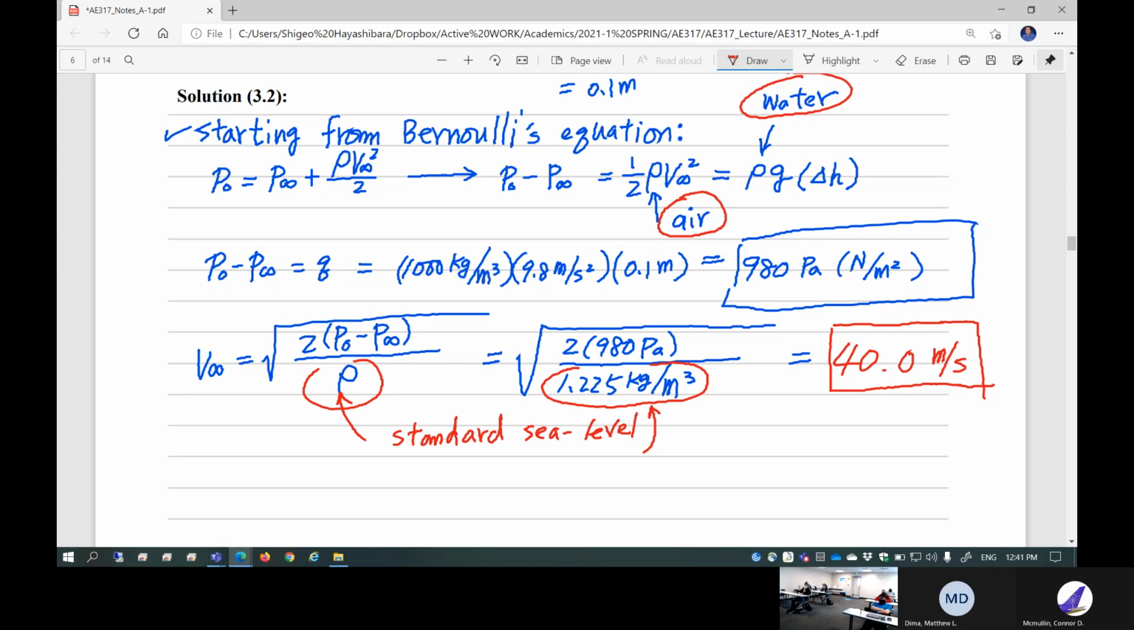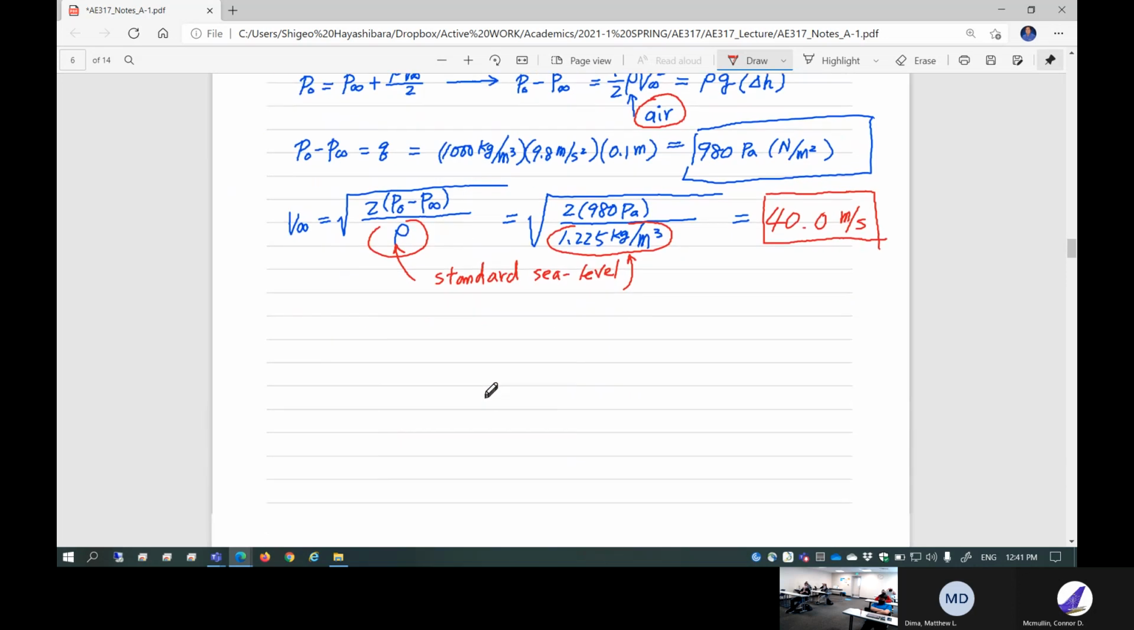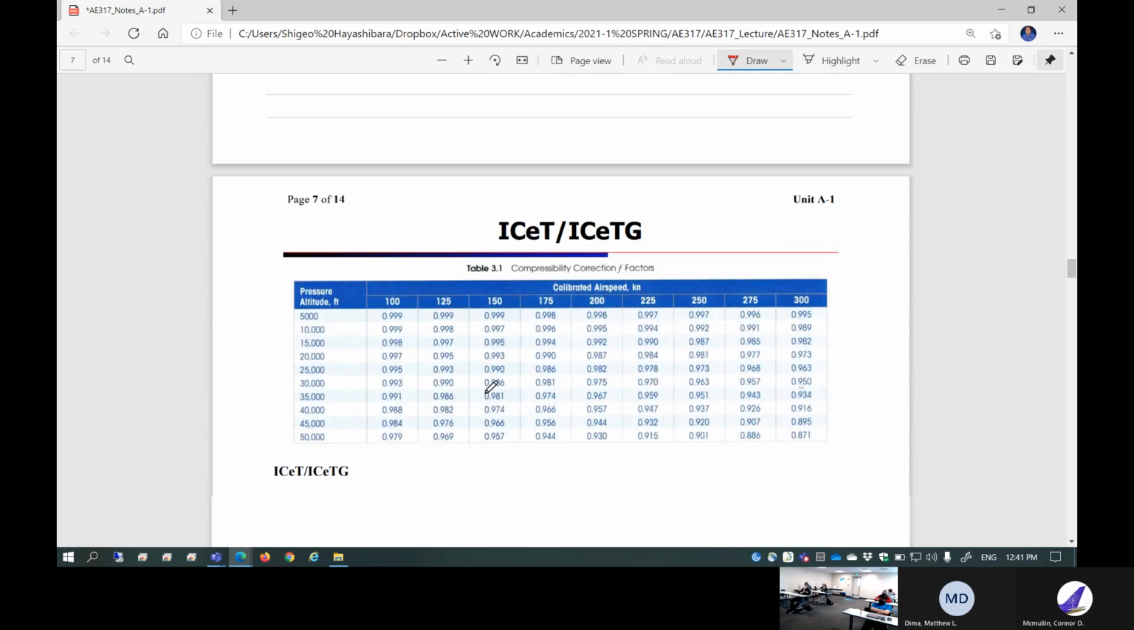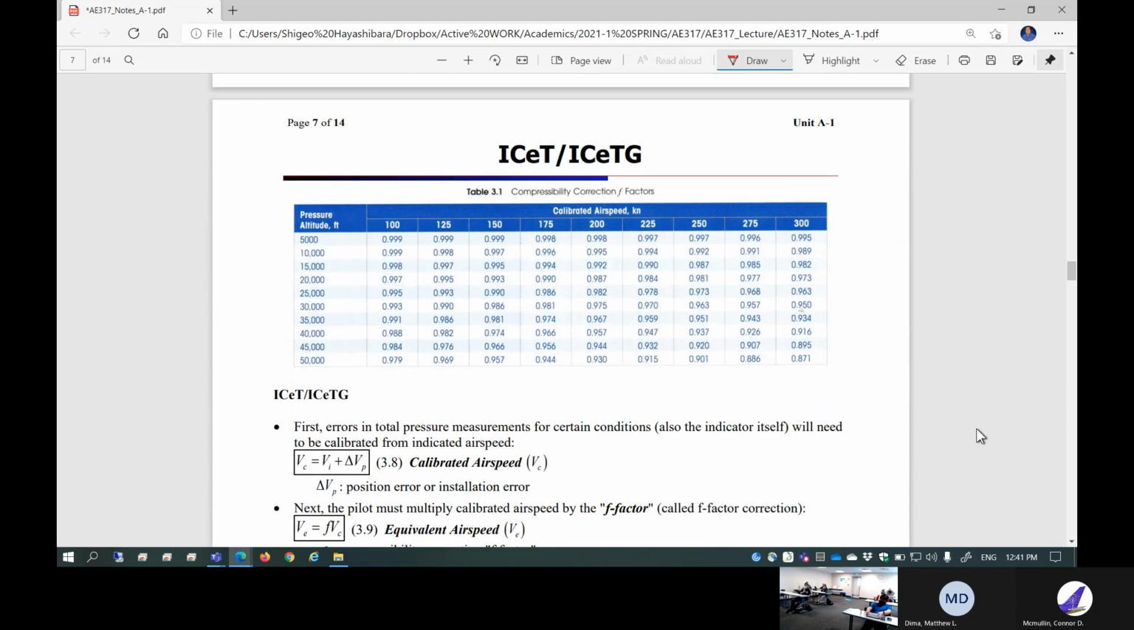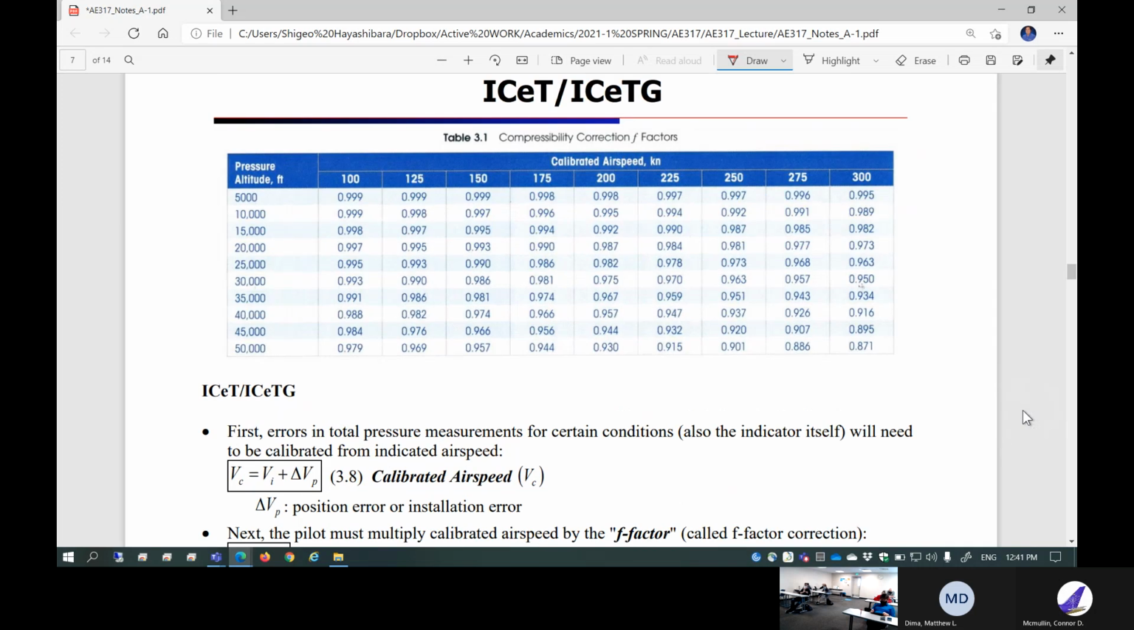Now, the same thing happens in an airplane. The airplane can only get certain things directly measured or sensed when you're in flight. Density is not one of those. So that's why we have to go through the ICE-T or ICE-T ground conversion process. Next page. So let's go through ICE-T. This is a standard procedure, step by step, okay?